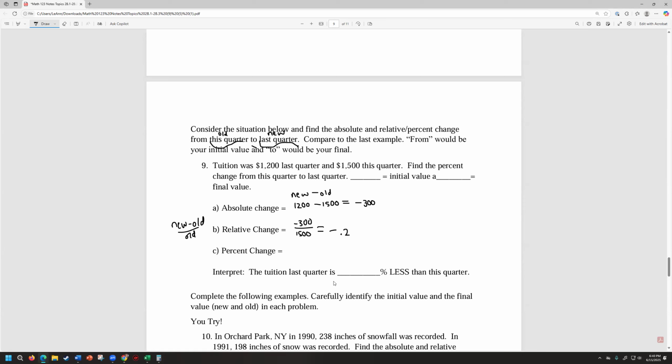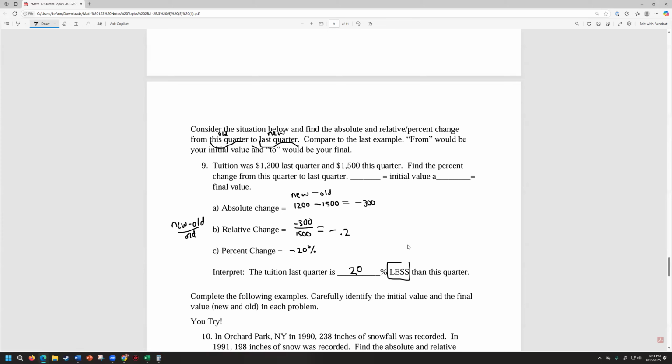Now, if I want to make that a percent, I move the decimal 2 places to the right. So it's negative 20%. So notice when you change the order, it's no longer a 25% increase. Now it's a 20% decrease. And this is something they can really get you on. On this one, you don't have to write the negative symbol, and I'll tell you why.